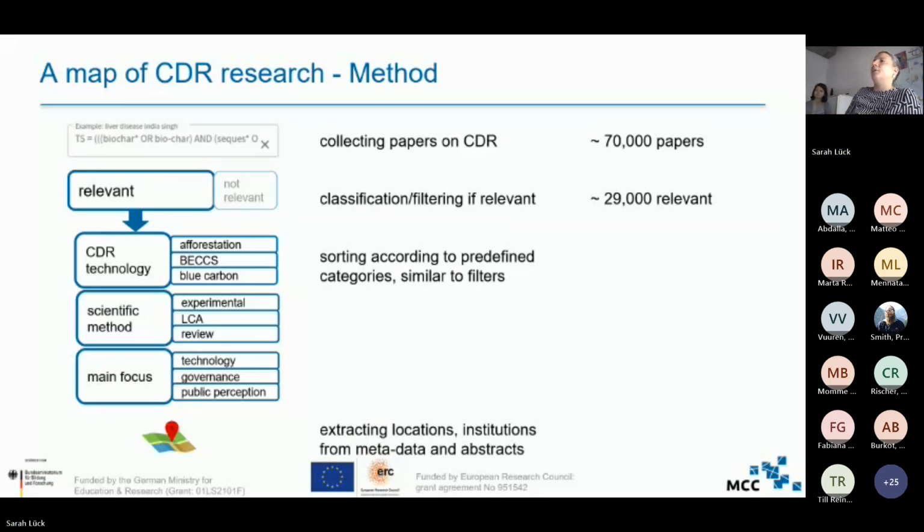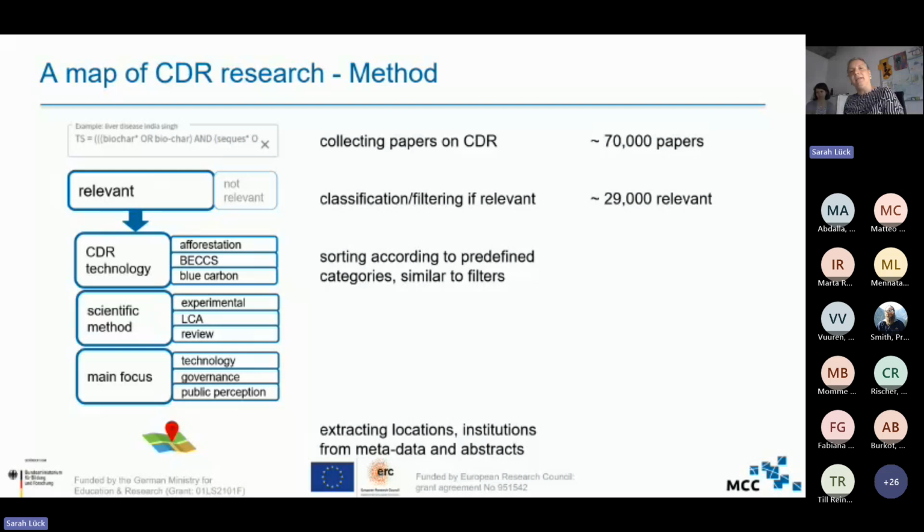And then we can also use additional data from the abstract or from metadata. For example, we extract locations automatically from title and abstracts, but we can also use the affiliations and some other metadata. We've never touched the full text, but looked only at title, abstract and metadata from Web of Science or Scopus.